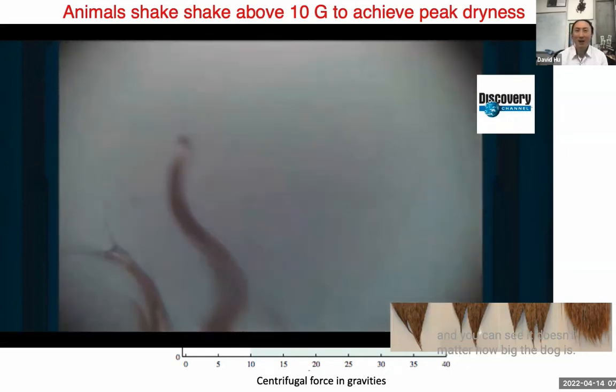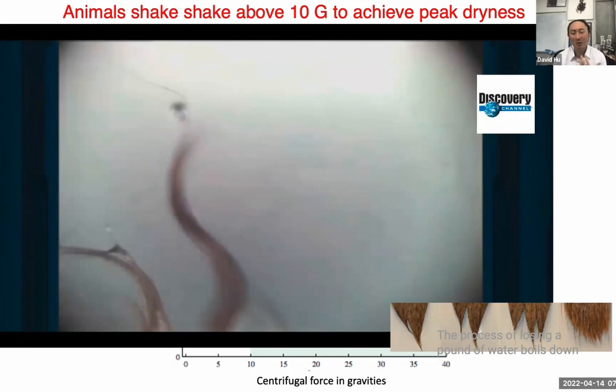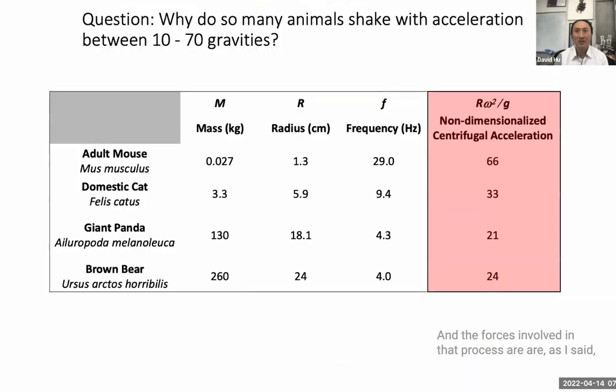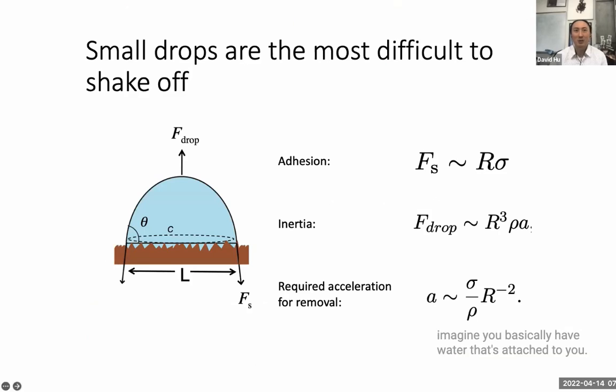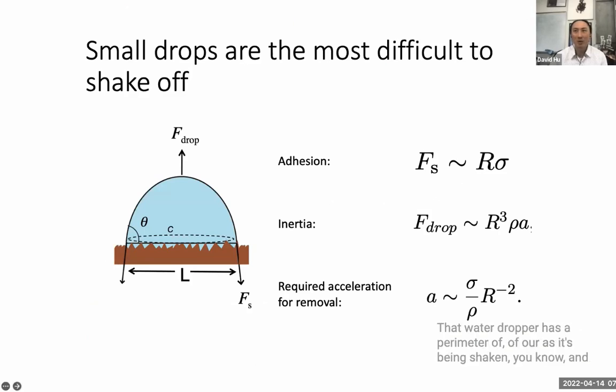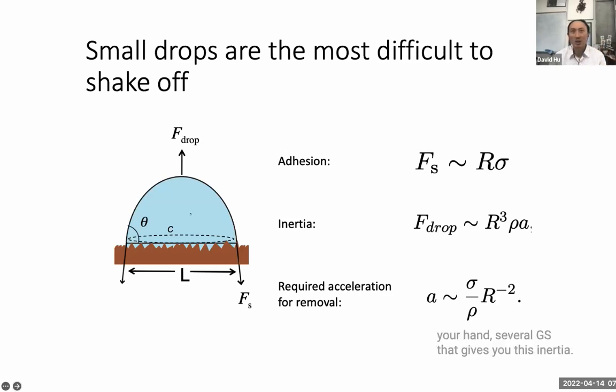And you can see it doesn't matter how big the dog is, the process of losing a pound of water boils down to drops leaving your body from hair clumps. And the forces involved in that process are, as I said, imagine you basically have water that's attached to you. That water drop has a perimeter of R. As it's being shaken, if you frequently go to the bathroom and there are no towels, you have to shake your hands. Gravity only has so much acceleration, so you amplify that gravity by accelerating your hand several G's. That gives you this inertia that's pulling the drop off. So there are those two forces at interplay.